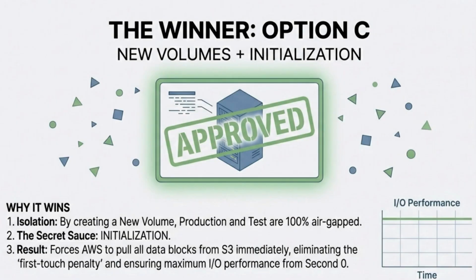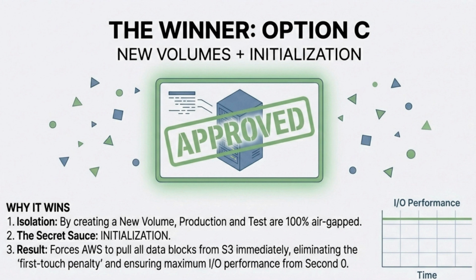And the winner is option C. Let's break down why exactly this approach is the gold standard. Step 1. We take snapshots of production volumes. It's fast, it's cheap, it doesn't affect production performance. Step 2. We create new EBS volumes, completely separate. Production and test are now 100% isolated.